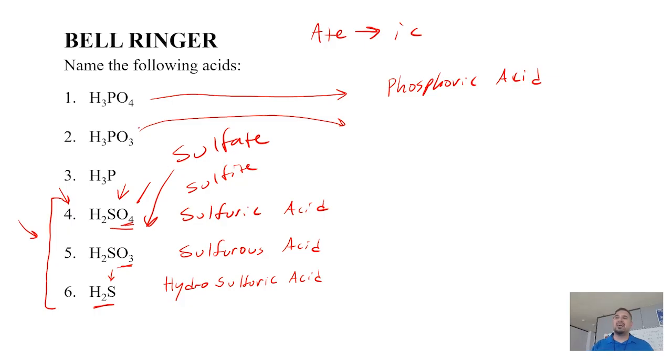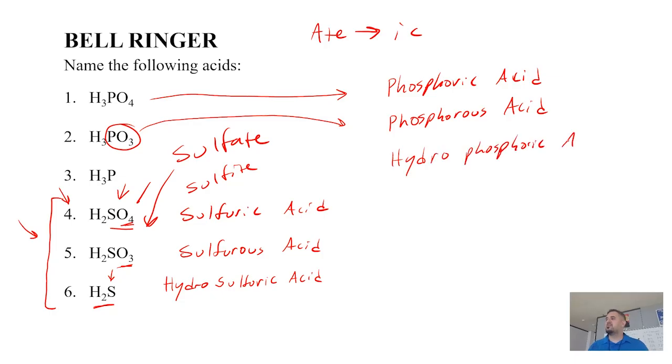So PO3 has been tested in the past, even though it's not on your formula sheet, just because they want you to figure it out. And the answer for this one is what? Phosphorous acid. Not phosphoric, phosphorous acid. And then the last one is going to be what? Hydrophosphoric acid. So the only difference between the first one and the last one is the term hydro. So just keep in mind that's important.